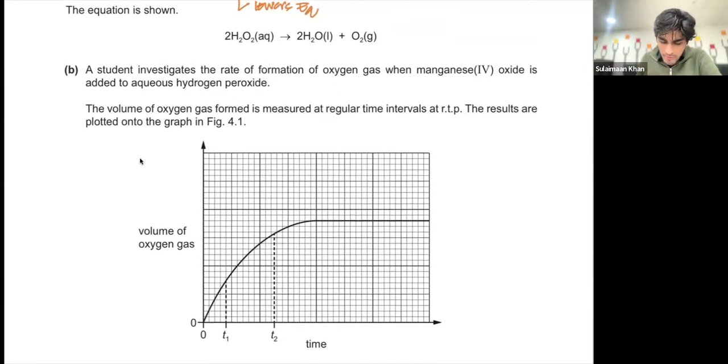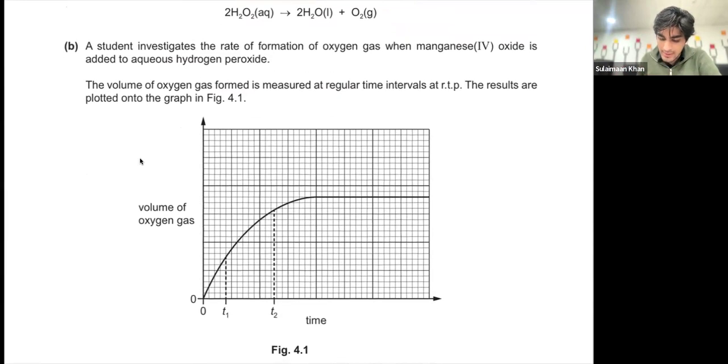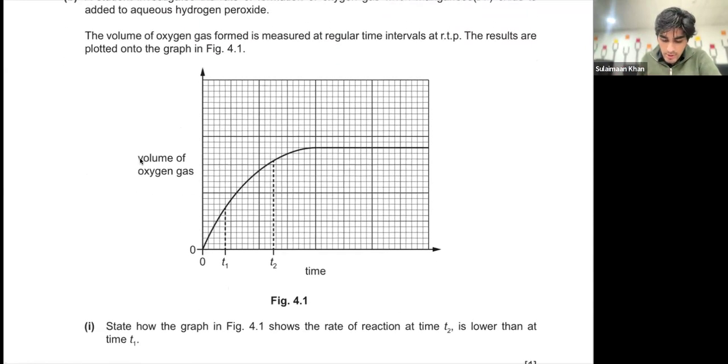He's saying the volume of oxygen gas formed is measured at regular time intervals. The results are plotted onto a graph. Now, what can you see here? Look at this. If I draw tangents here, what is visible to you guys? You realize that initially the rate of reaction is maximum.